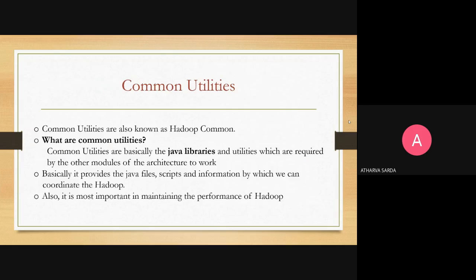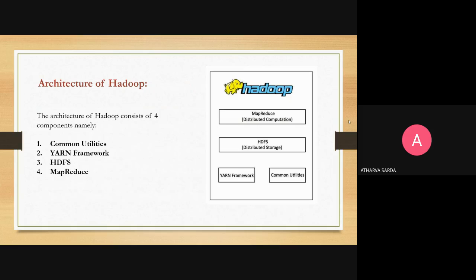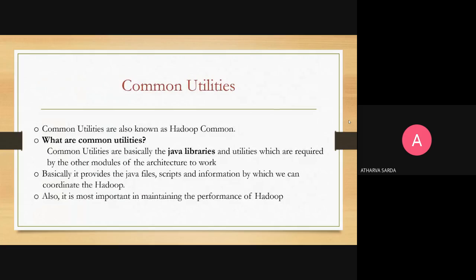Common utilities. What are common utilities? Common utilities are also known as Hadoop Common. So common utilities are basically the Java libraries and utilities which are required by the other modules of the architecture to work. The other modules means the three modules, which are YARN framework, HDFS, and MapReduce. Basically, it provides the Java files, scripts, and information by which we can coordinate Hadoop. Hadoop can work well internally. Also, it is most important in maintaining the performance of Hadoop.